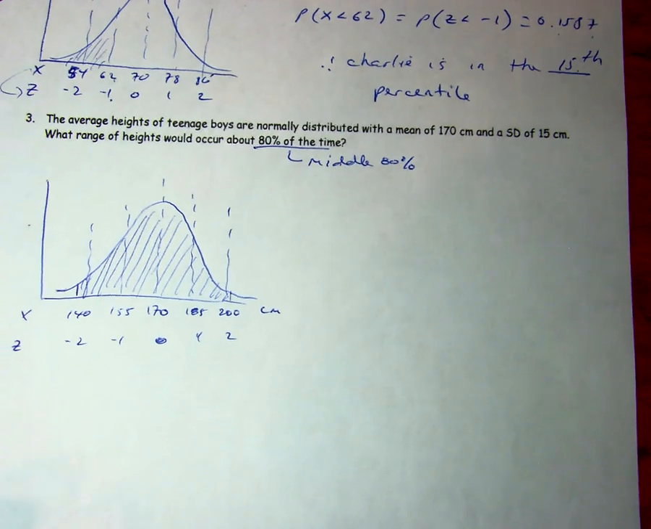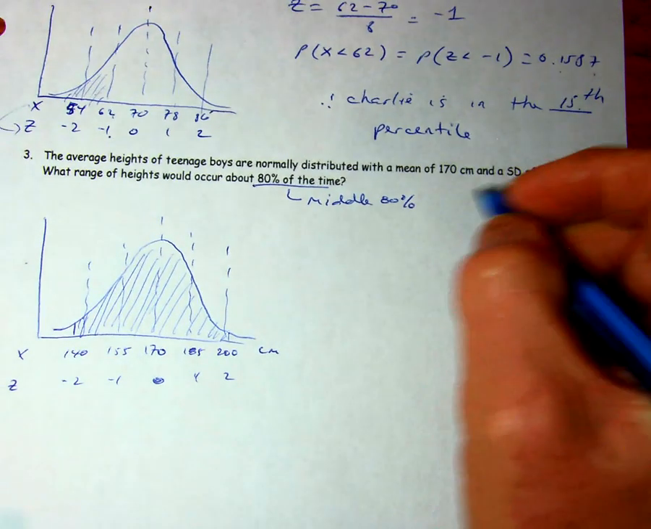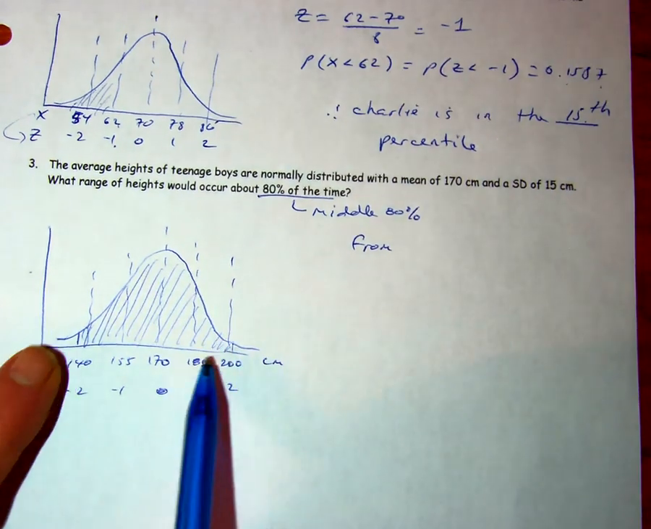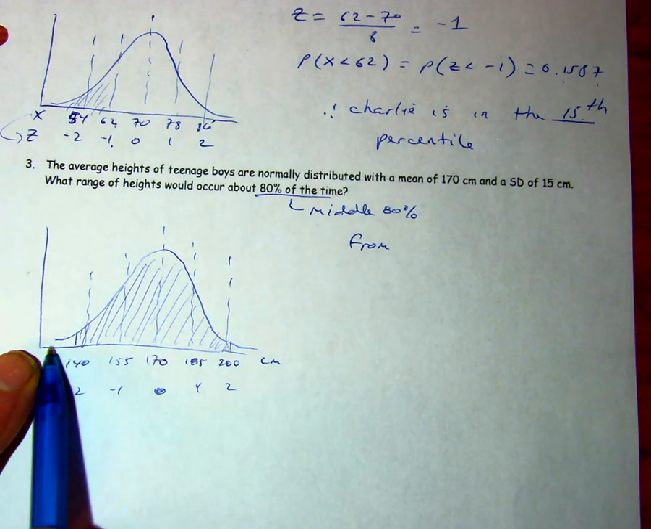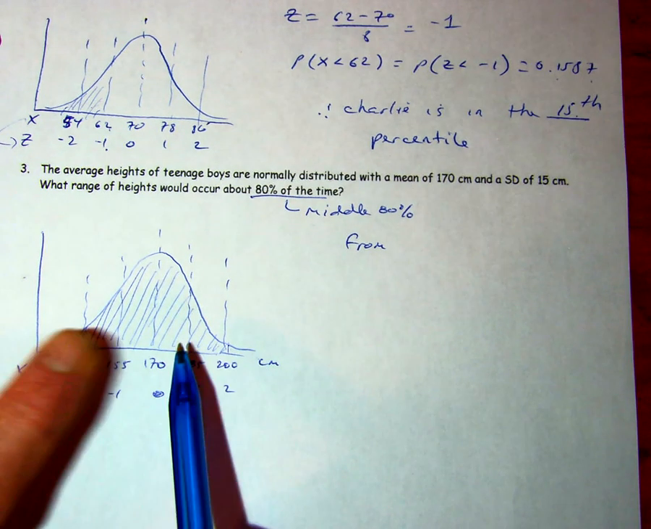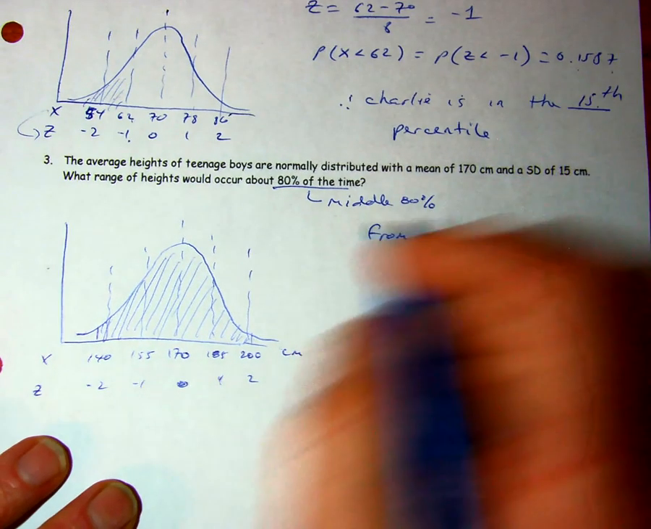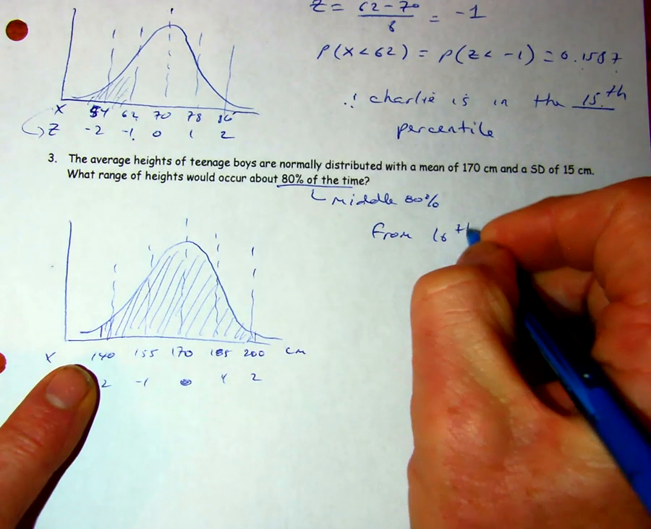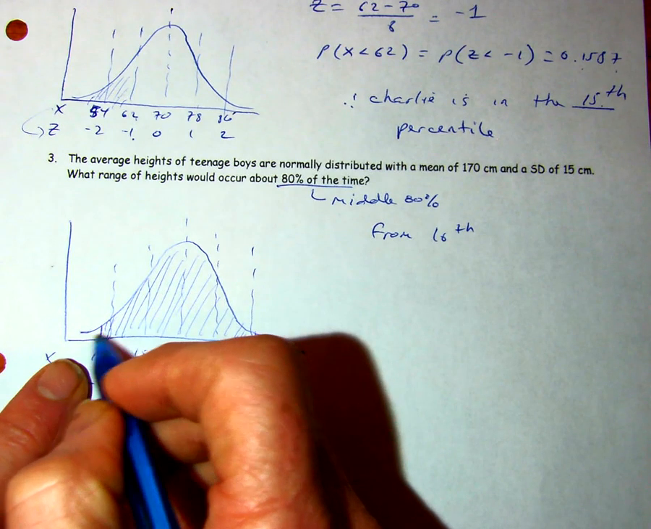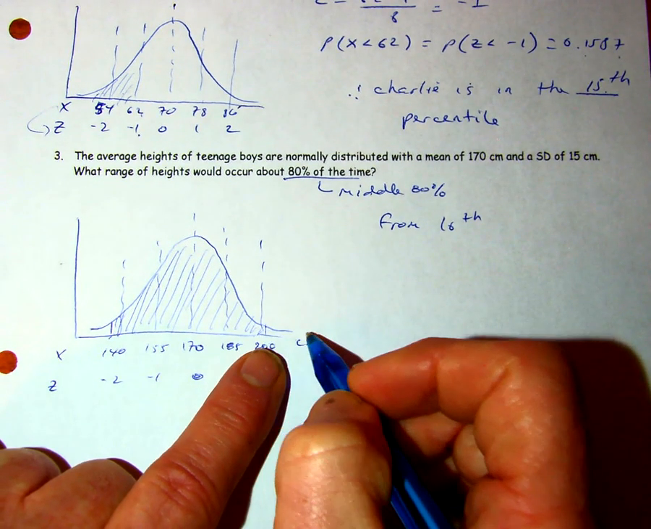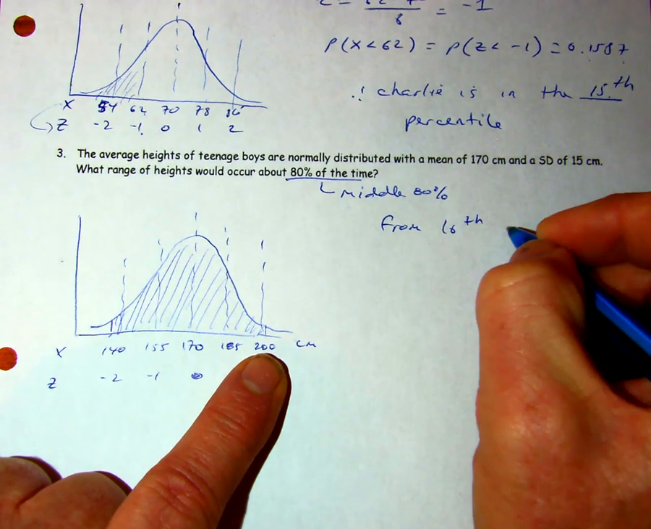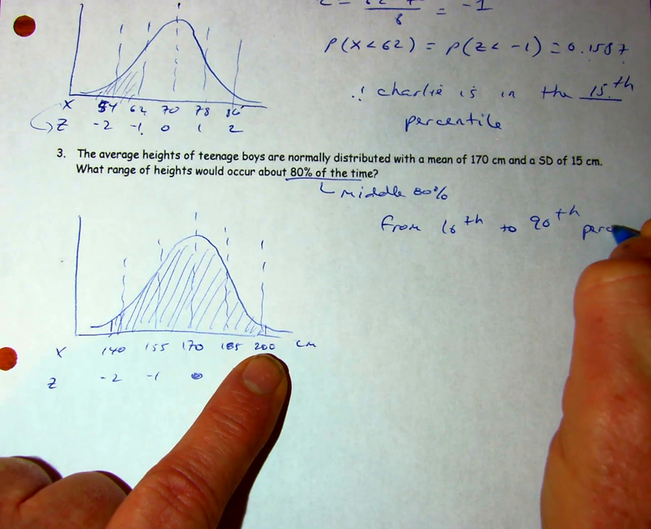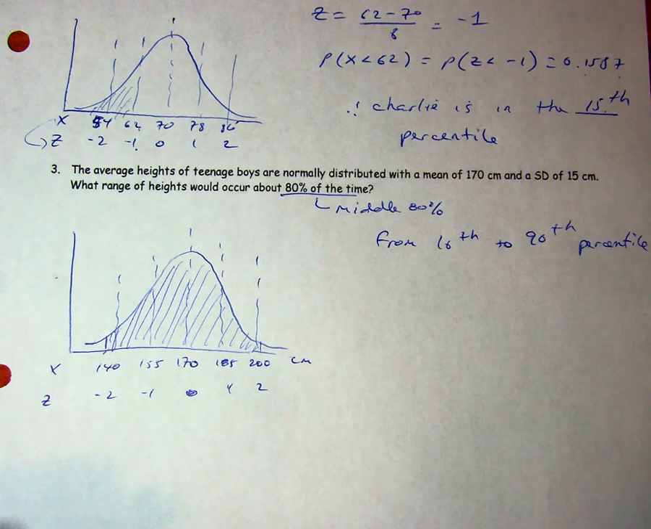That makes sense? So if we were talking about percentiles, what percentiles would that be from? If we have the middle 80%, what percentile did we leave out here and what percentile did we leave out there? If 80% is in the middle, what are the two ends? 10 to 90? Yeah, it's going to be 10% here and 10% there. So it's going to be from the 10th percentile, that's the lower half, and then the top half is from the 90th to the 100th. There's going to be 10% of the people here. So from the 10th to the 90th percentile.